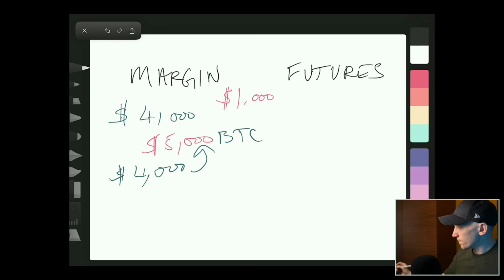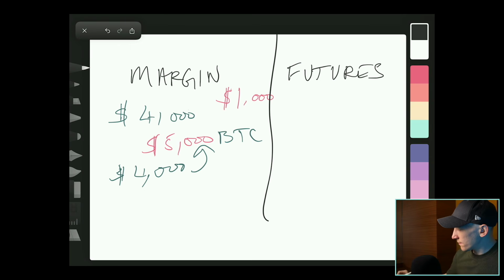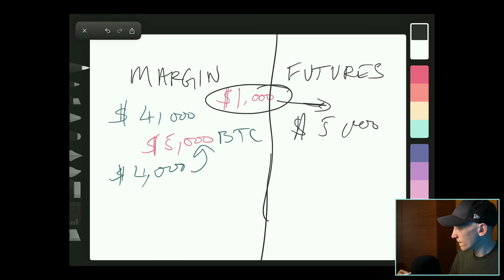With futures, it's completely different. Futures is a synthetic price feed. You're not trading the asset at all. I still have $1,000, but I can open a $5,000 trade. I have $1,000 cash still. I never traded the asset. It's a synthetic price. I opened a long trade on Bitcoin, so I'm synthetically long. Right? I benefit when the price goes up.